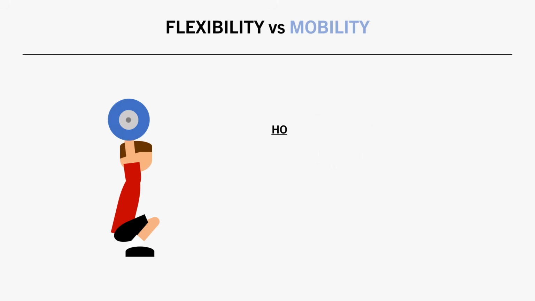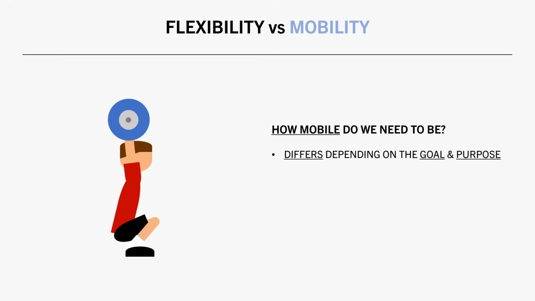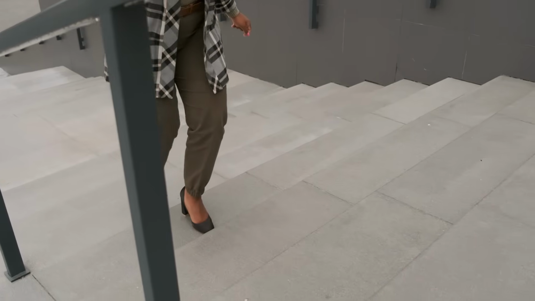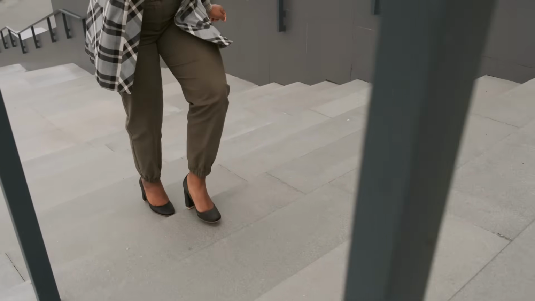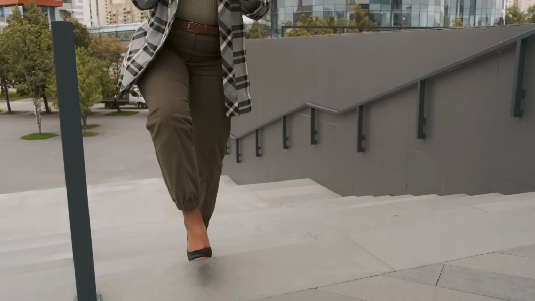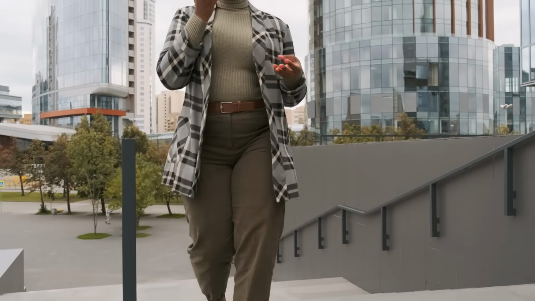But how mobile do we need to be? Well, this really depends on what the specific mobility goal is. Mobility requirements differ depending on the goal and purpose. We only need to be as mobile as is required for our goals and tasks. For general health and function, simply being able to bend down, walk upstairs, kneel, reach overhead, rotate your torso, and so on is probably sufficient.